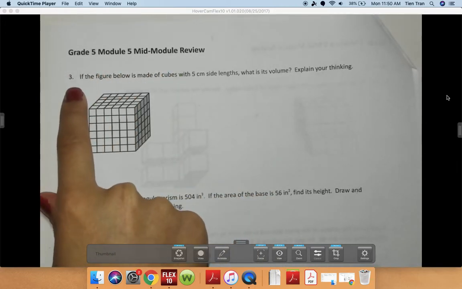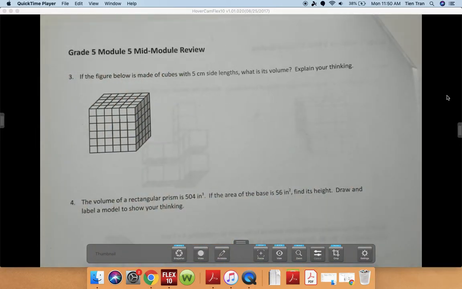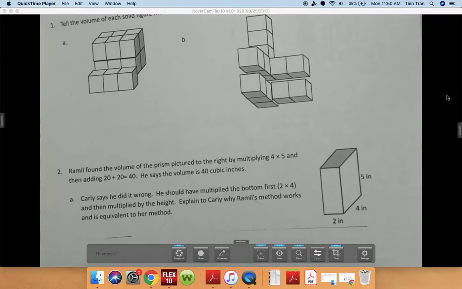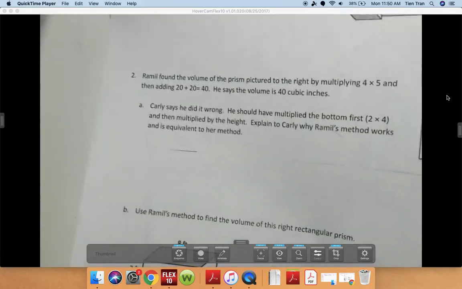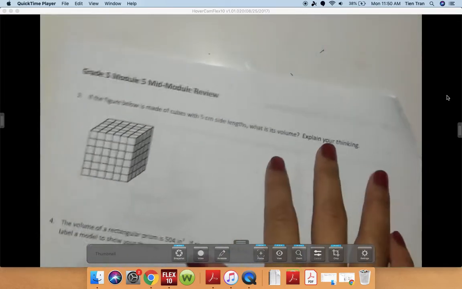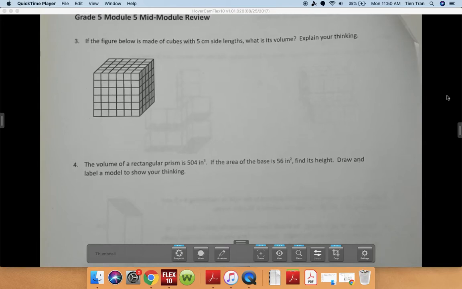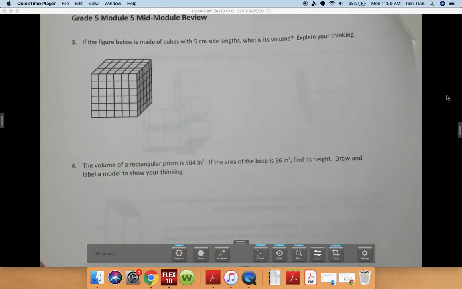This is number 3. Okay, so during Google Meets, I already talked about lesson question 1 and question 2. So now we are on question 3. Make sure you are writing this down, drawing the little cube out so that it looks familiar to you when you are taking your test on Wednesday.